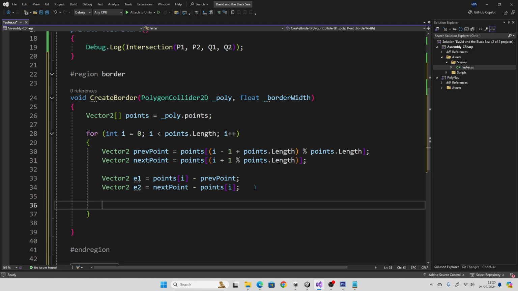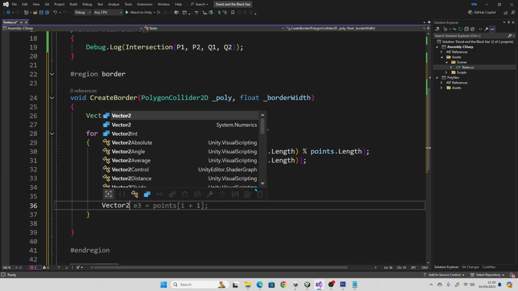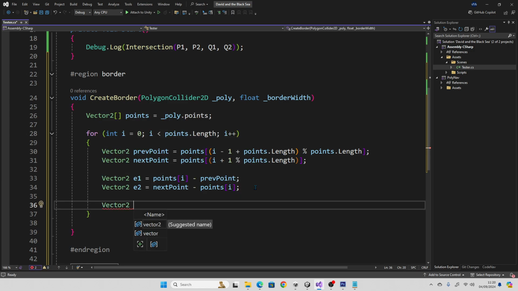Now remember that we had to kind of swap the answers on E1 and E2. So we're swapping the X and Y, and we're going to just put this into a new vector. And this will be the vector that is our normal. And so we'll call it normal.